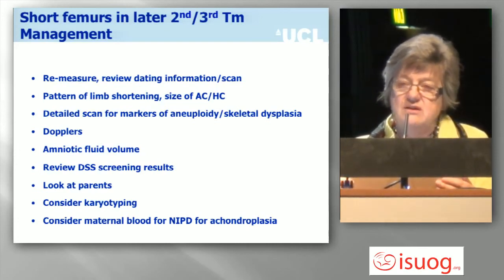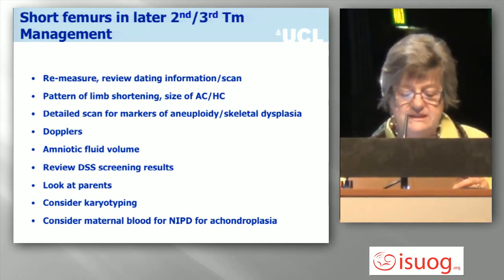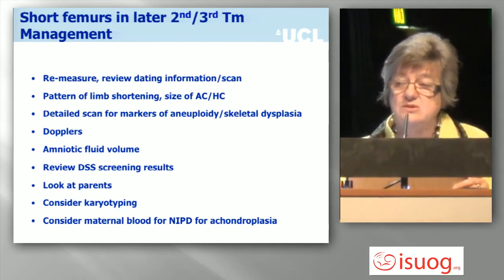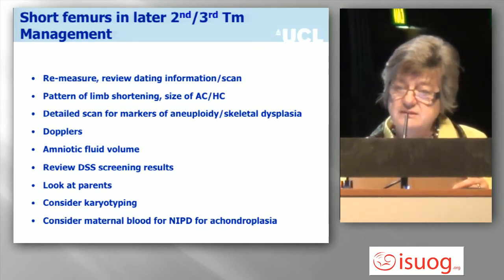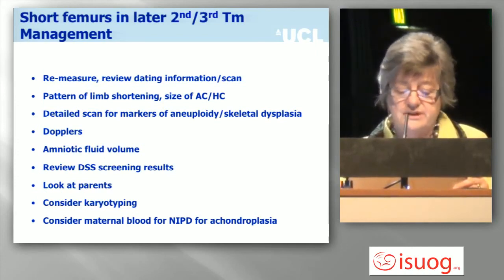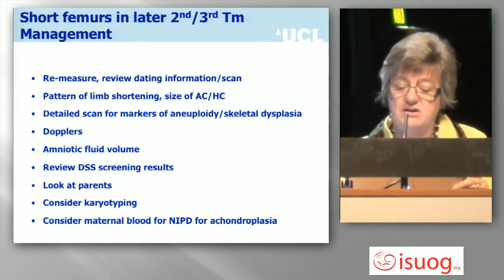Nonetheless, remember to look for markers of aneuploidy, and Dopplers, both fetal and maternal here, are important to exclude IUGR, which can present late. The amniotic fluid volume is often increased in achondroplasia, but not always, and may well be decreased in IUGR. Look at the parents, review the Down syndrome screening results as well, because that may give you a clue to IUGR, and consider karyotyping, particularly if you see other markers of aneuploidy.